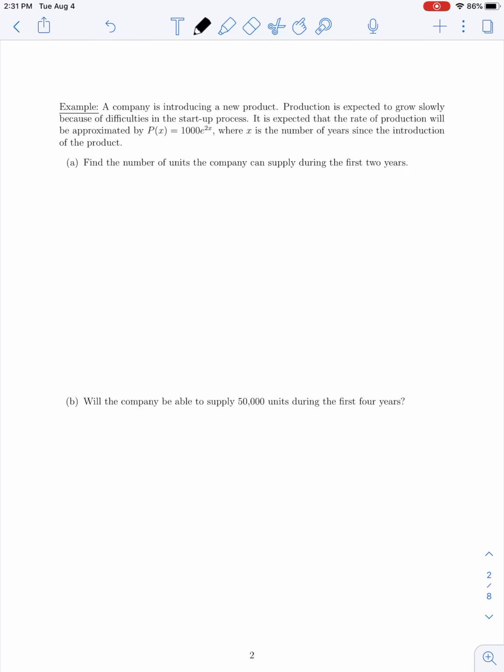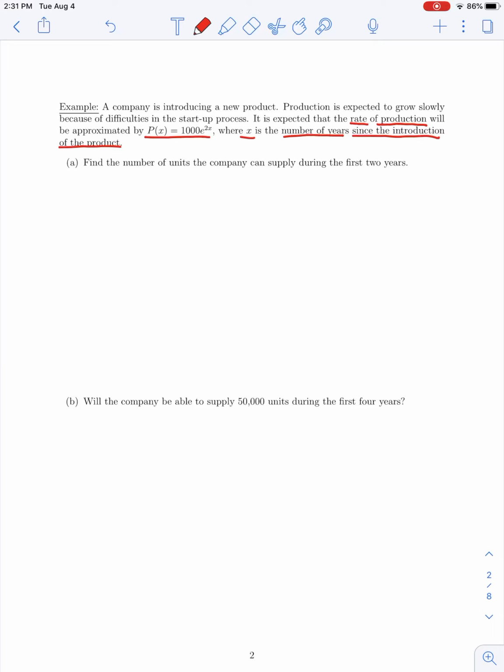So let's look at another example. In this next one, we're told a company is introducing a new product and production is expected to grow slowly because of difficulties in the startup process. So it is expected that the rate of production will be approximated by the function p of x equal to 1,000 e to the 2x, where x is the number of years since the introduction of this product. So here we're given a function p of x, which is the rate of production, or rate of change of the number of units being produced.